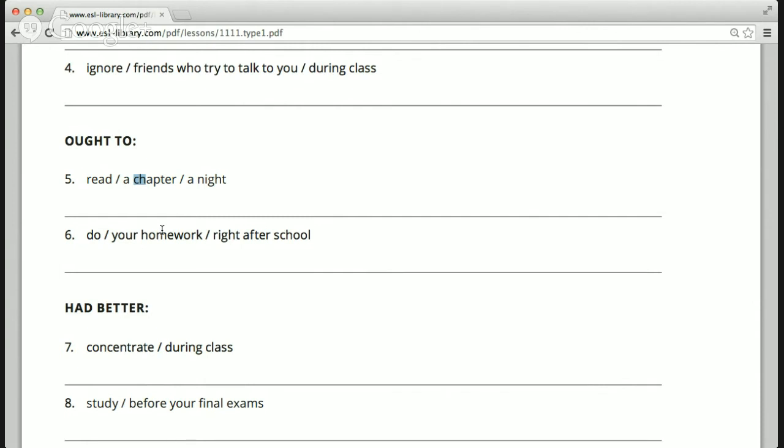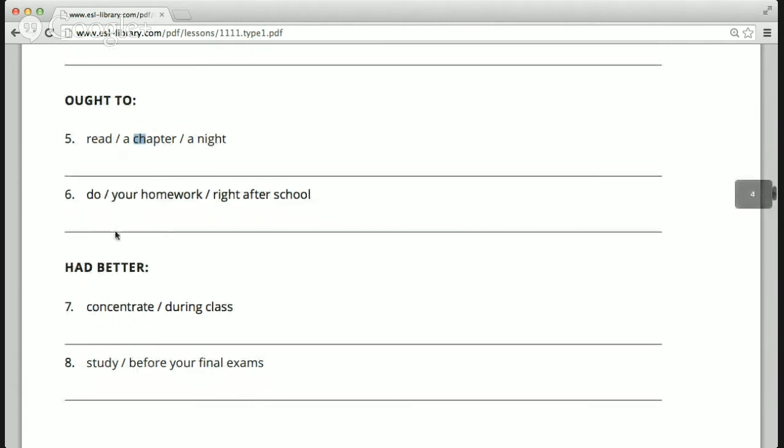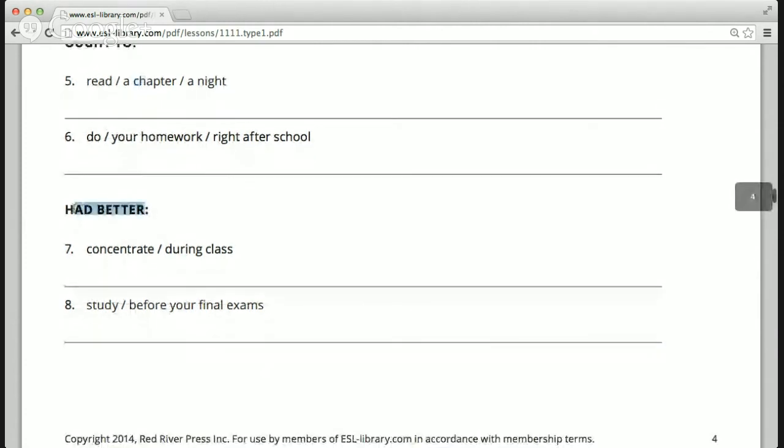You ought to read a chapter a night. Okay, good. Now, take off that H. It's "ought." You ought to read a chapter a night. That's it. Good. Nice job. All right, number 6. This is for Tala. You ought to do your homework right after school. Good. You ought to do your homework right after school. Excellent. Now let's go to "had better."